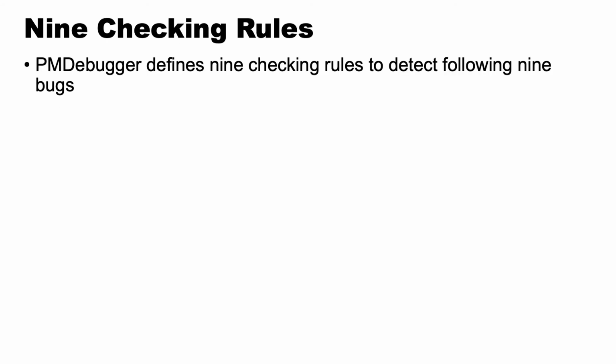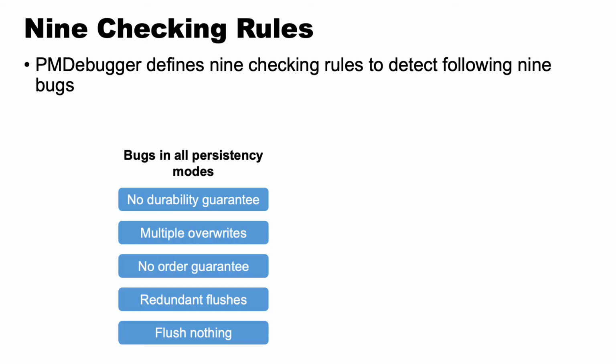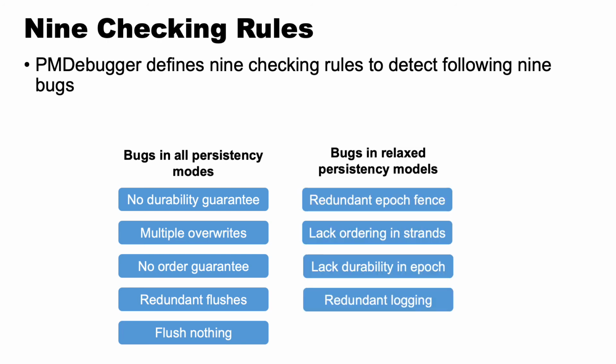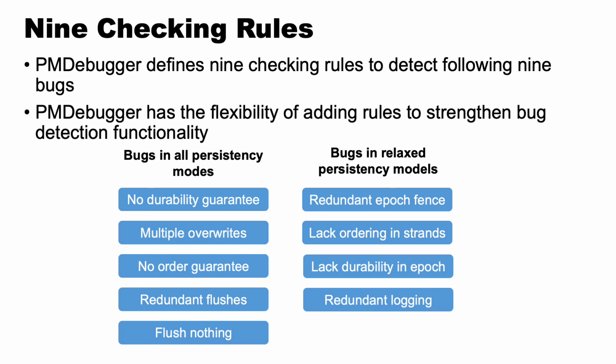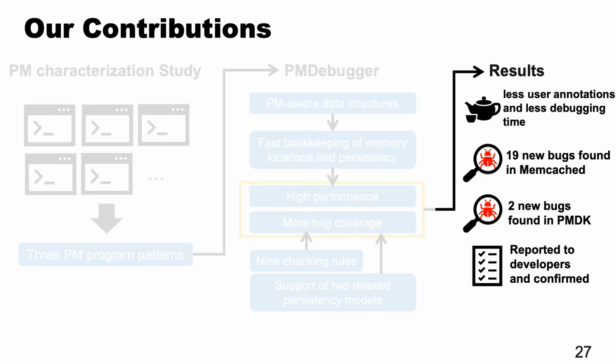PM Debugger defines 9 checking rules to detect the following 9 bugs. 5 of them are common to all persistent models, and 4 of them are specific to the relaxed persistent models. Leveraging the data structures and algorithms to process instructions, PM Debugger has the flexibility of adding rules to strengthen bug detection functionality. Next, I will show our evaluation results.